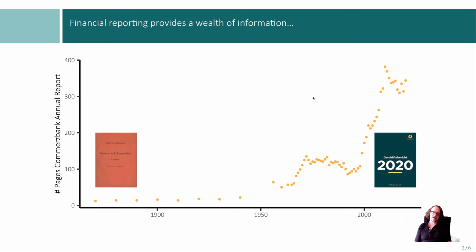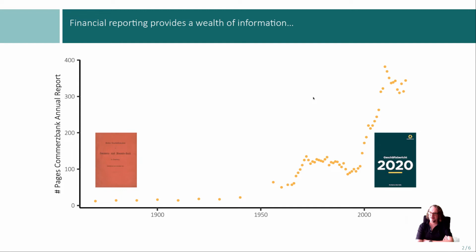Then everything was relatively calm. The annual report was hovering around 100 pages, and then the internationalization of reporting happened in the 2000s. And here you see that the Commerzbank report grew in magnitude until close to 400 pages in length. Now today it hovers around 350, but of course the Commerzbank also went through several restructurings, so it's not the same bank that it was in the 19th century, obviously.